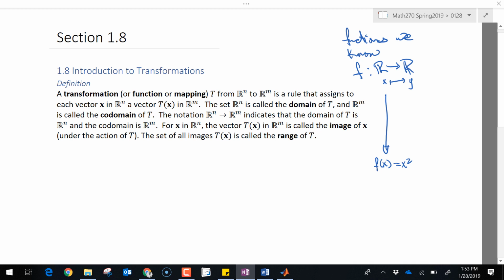Now, according to the definitions here, the domain are all possible values you can put in for x. I can put any number I want, any real number in there, and then it's going to do whatever it's going to do. Now, my codomain is essentially going to be wherever it gets mapped onto.